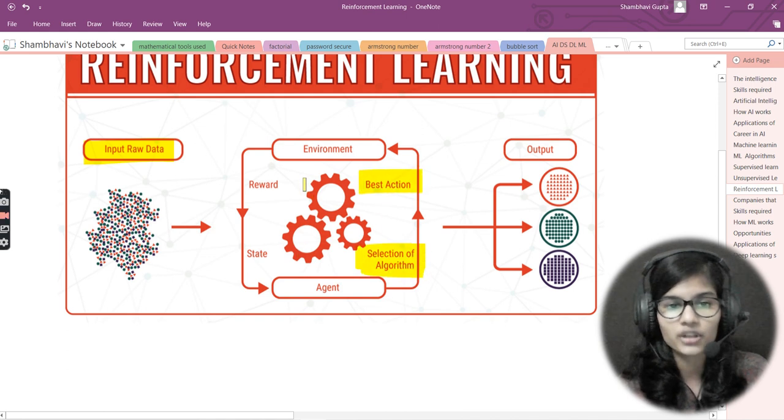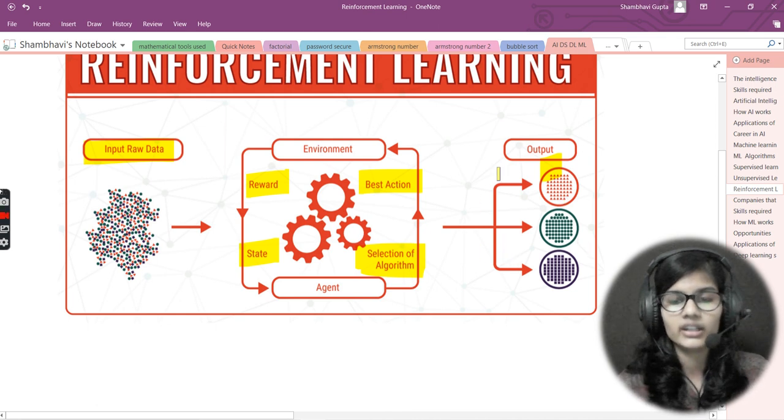Whatever the best action, you're going to perform that. You are going to do the further things, whatever you just start thinking of, like processing and all those things, you're going to do in reinforcement learning. And after that, you'll be coming to an output with a labeled form of data. Fine. So there's a slight difference in reinforcement. Okay, reinforcement is also called semi-supervised learning.